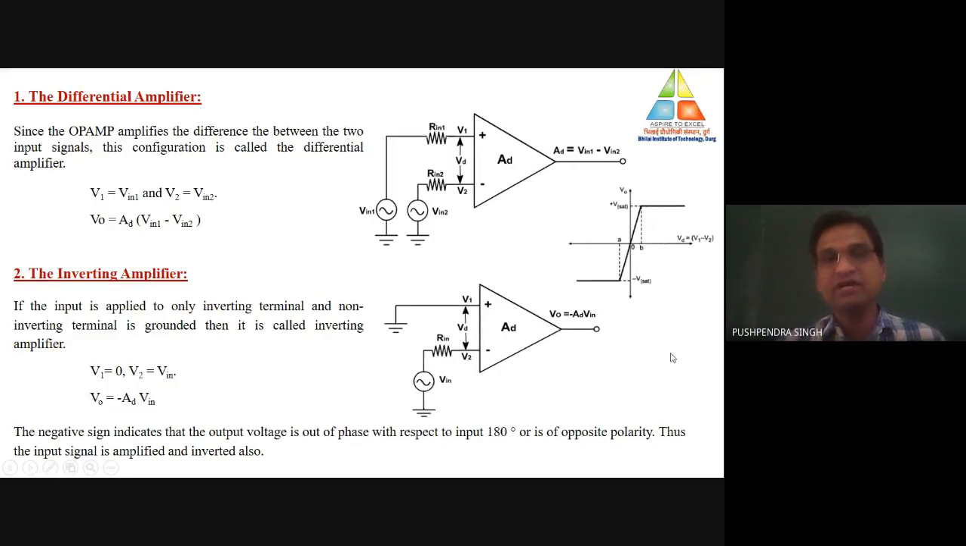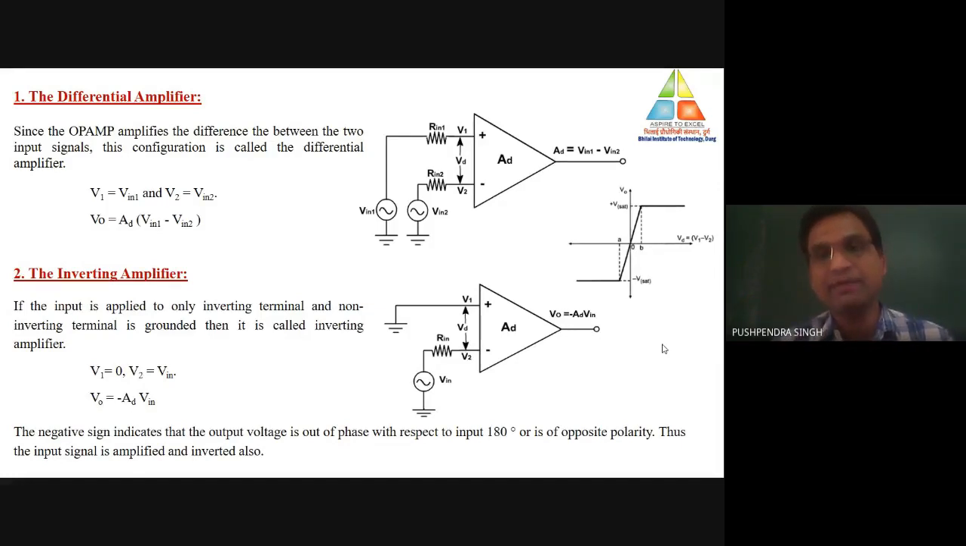And what is the fundamental behind using the negative feedback? We want to operate the circuit in linear region, and for operating the circuit in linear region, we need to reduce the value of gain, and for reducing the value of gain, we need to connect one feedback element between the output terminal and the negative input terminal of the op-amp.